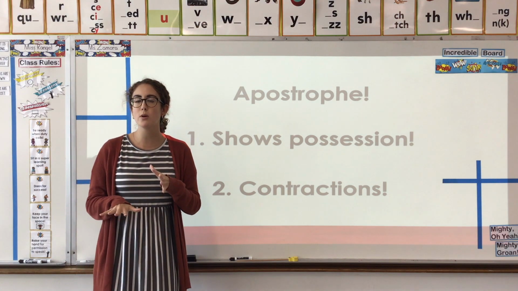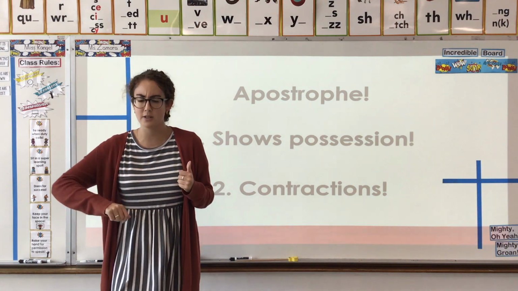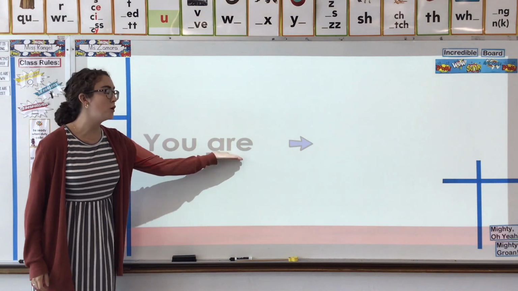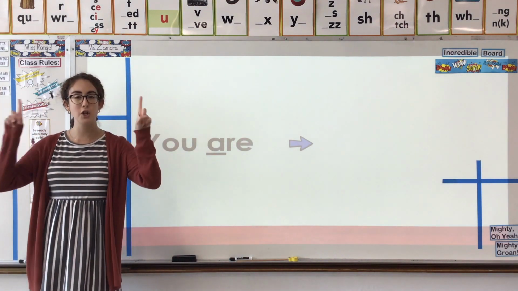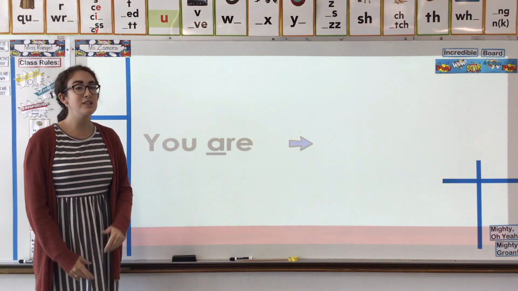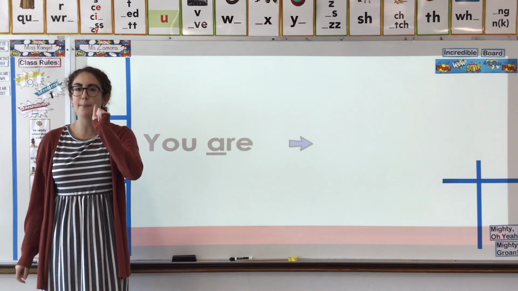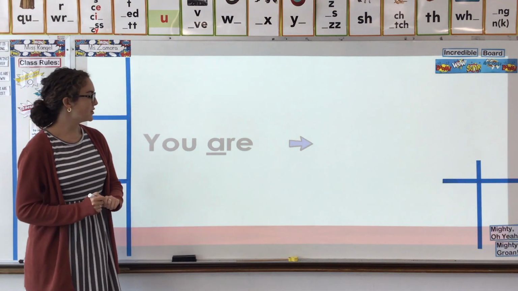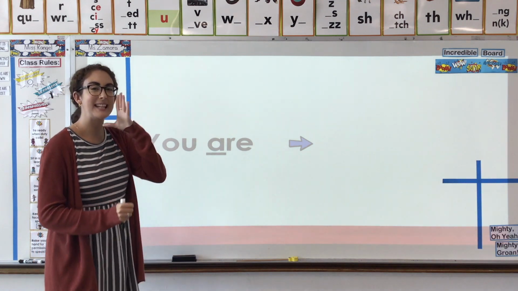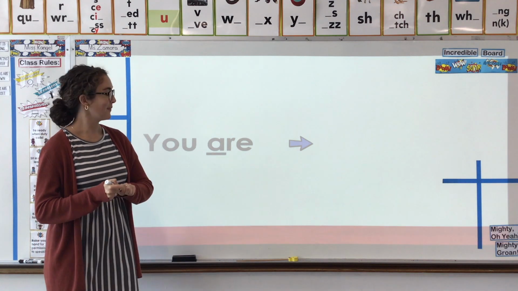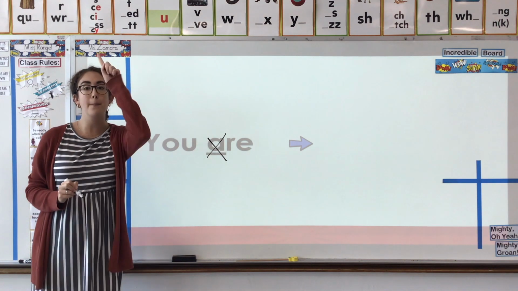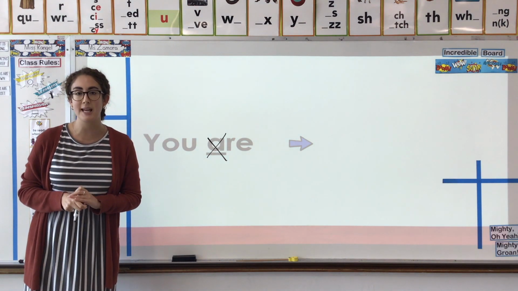So let's review real quick. How do these contractions work? Okay, what if we have you are? These are two words. They're going to get smushed together, and a letter is going to be replaced with an apostrophe. What do you see? What letter is getting replaced? It's underlined. The A is going to disappear, and an apostrophe is going to take its place.